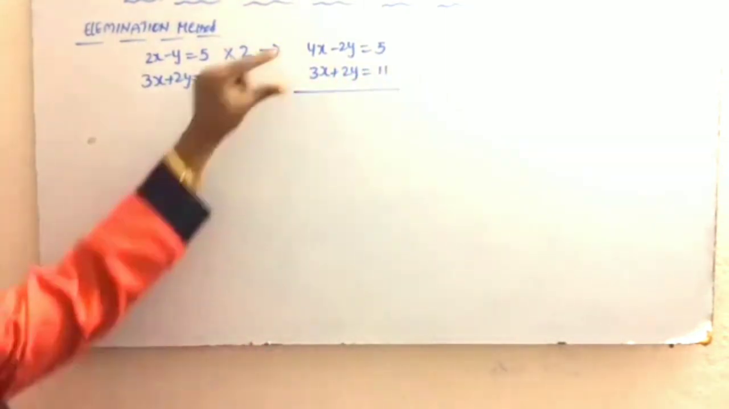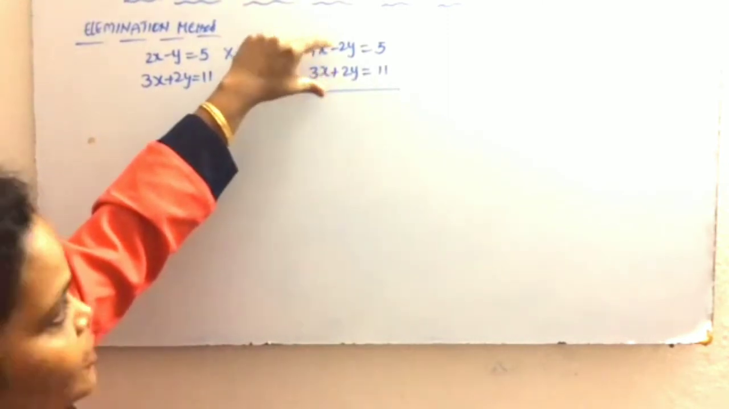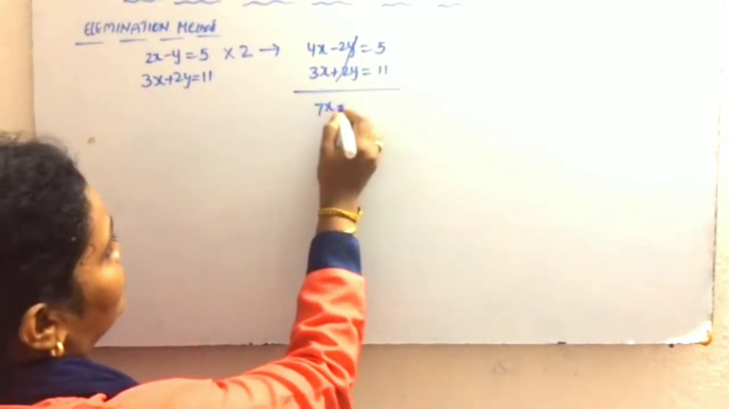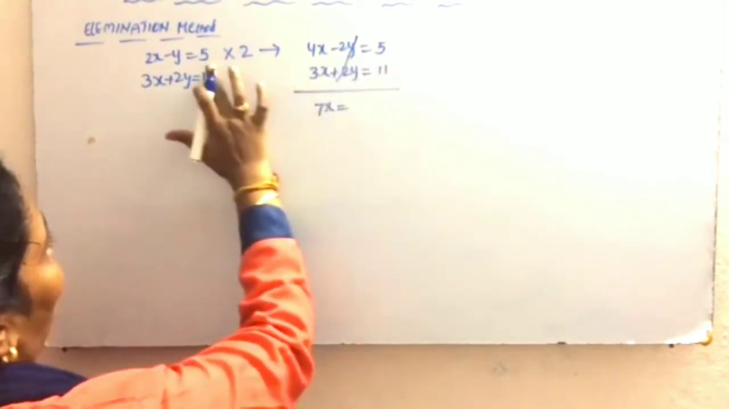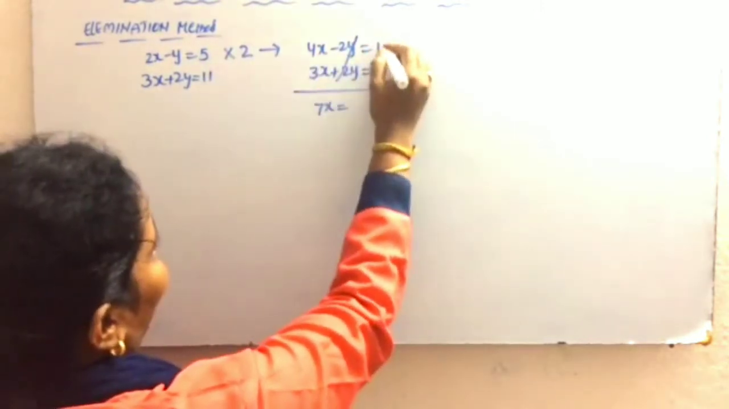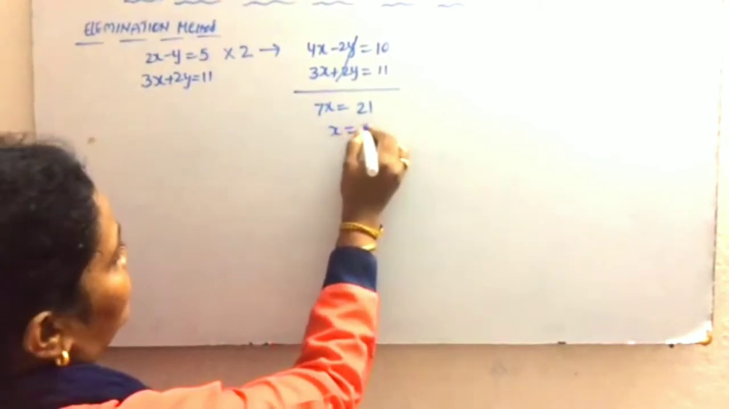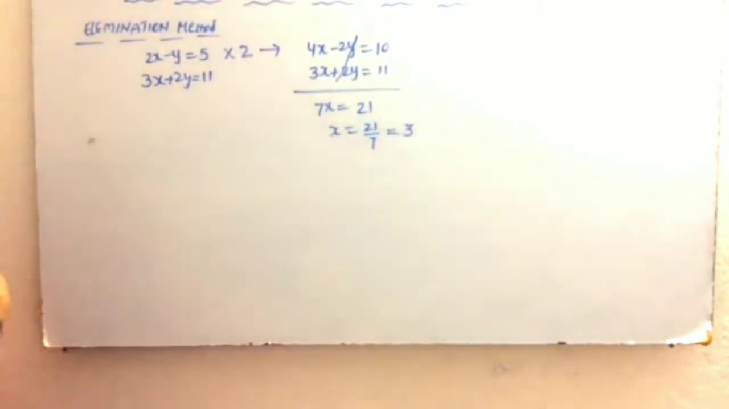Here, the signs are different. So then we will add these two equations. Then we will get 7x equal to, sorry, here 5 twos are 10, so 7x equal to 21. That means x equal to 21 by 7. That means x equal to 3.